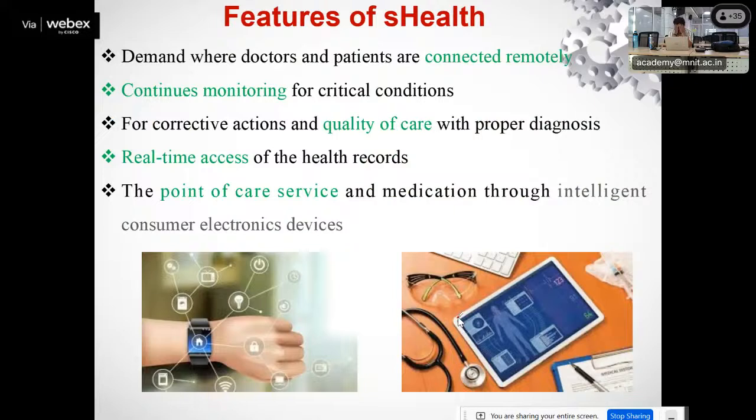Now, what are the features of S-health? S is nothing but smart health. So what are the features of smart health? With the help of smart healthcare technology, the doctor and patient can be connected with each other from a remote location. That means the telemedicine concept is possible in smart healthcare. Continuous monitoring of critical conditions is possible.